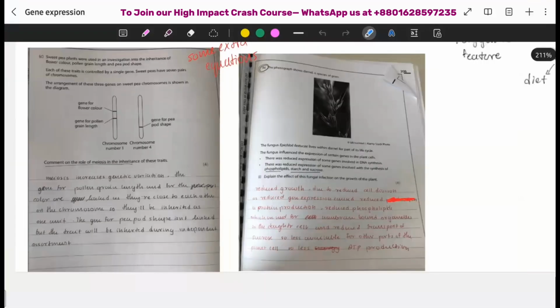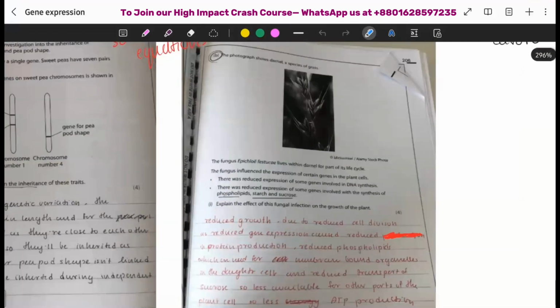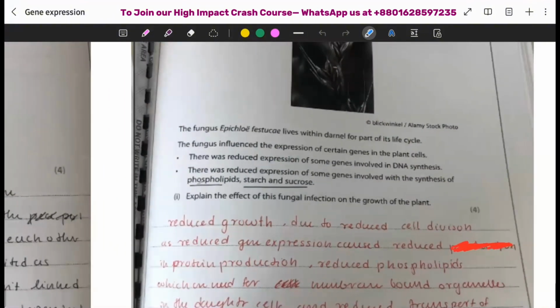For the other question, the fungus lives within the plant for a part of its life cycle. The fungus influences the expression of certain genes in the plant cells. There was reduced expression of some genes involved in DNA synthesis, and also reduced expression of genes involved in the synthesis of phospholipids, starch, and sucrose. You have to explain the effect of this fungal infection on the growth of the plant.